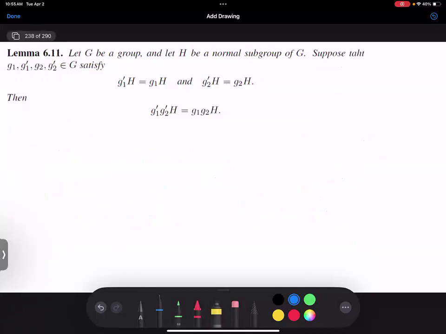So the next one is basically saying that if you have a normal subgroup, then everything is well defined in terms of coset multiplication. So let G be a group, let H be a normal subgroup. A lot of times people use different letters for normal than H. Any thought about what you might use for normal? N, right? N would be a really good choice.